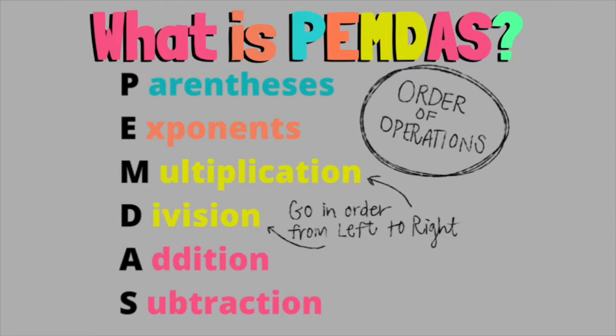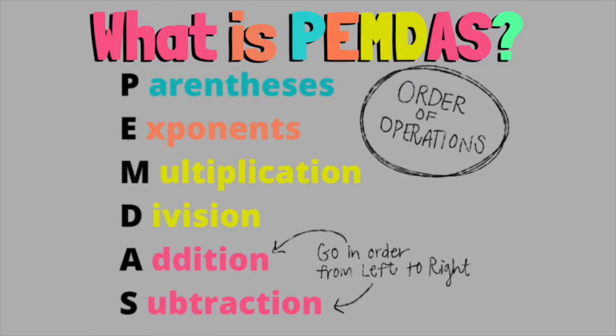So we start with parentheses, then go to exponents, but for multiplication and division, these can be interchanged and we work on them left to right. So we go in order from left to right for multiplication and division, and with addition and subtraction, we do the same. We go left to right. So let's practice this with our first problem.